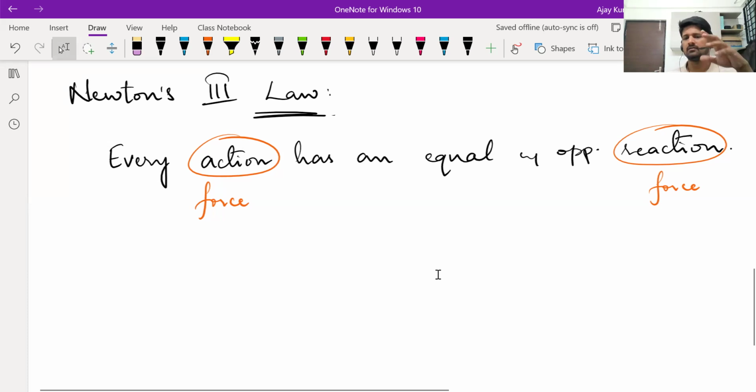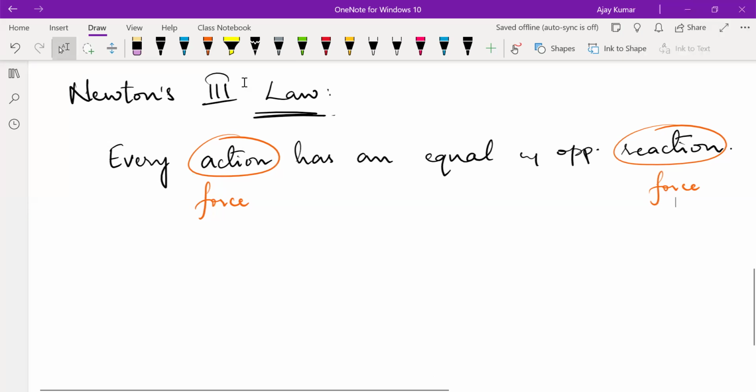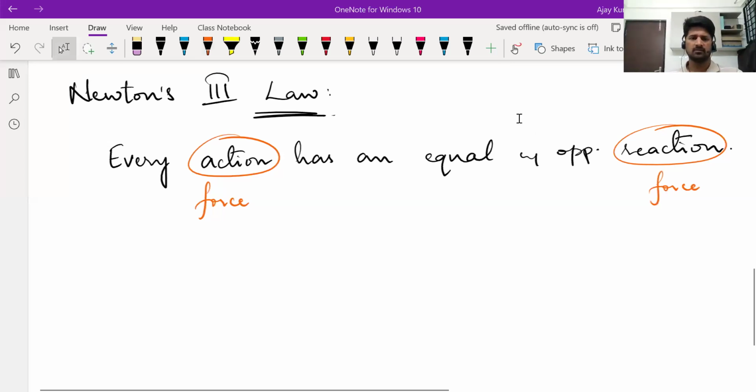Have any of you ever, or can you think of any situation where this is observed? Sir, an accident. What happens during an accident? How do you say Newton's third law is seen there? Sir, for example, a car hits a wall, let's just say, then the amount of force the car is exerting on the wall, the wall exerts an equal amount of force on the car. So the car gets compressed.